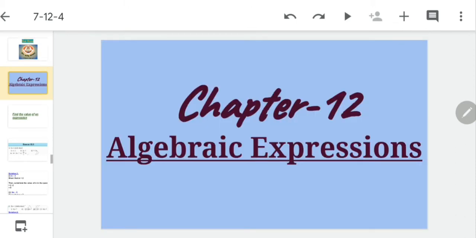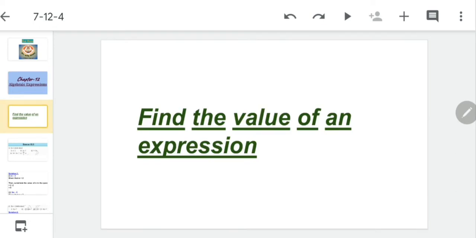So class, as we were in our chapter number 12, which is algebraic expression. We had already completed 2 exercises for this chapter. Now we will start the third exercise in which we will learn how to find the value of an expression.